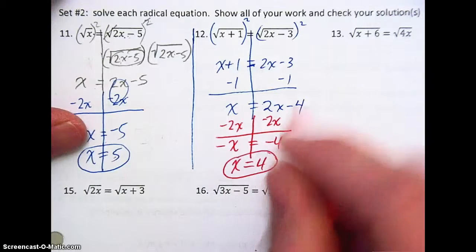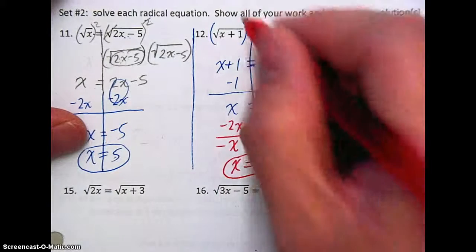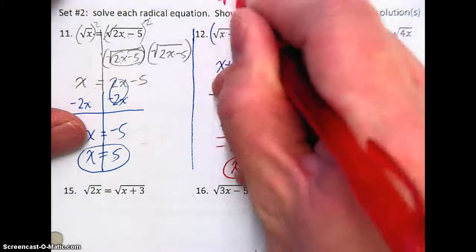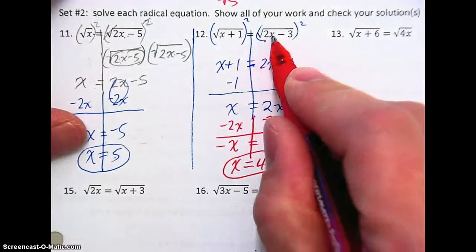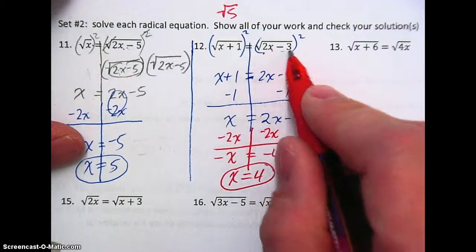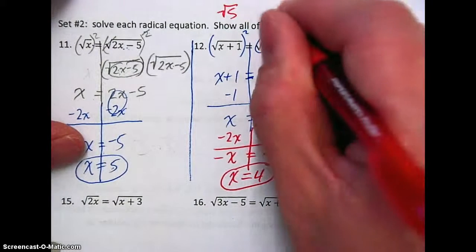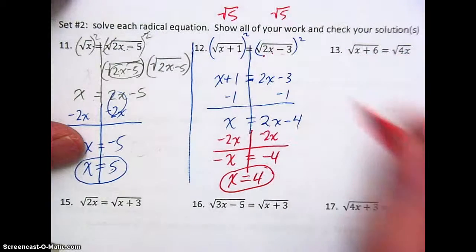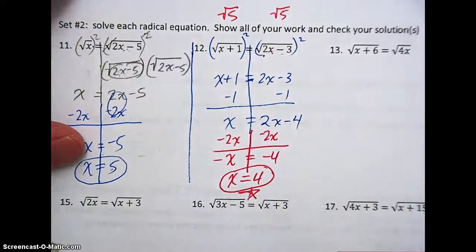Now when we plug that back in, what's 4 plus 1? 5. Good. So we get root 5 over there. And what's 2 times 4? 8. 2 times 4 minus 3? 5. So we get root 5. Root 5 equals root 5, so checks out. We're good. Okay, any questions on that?